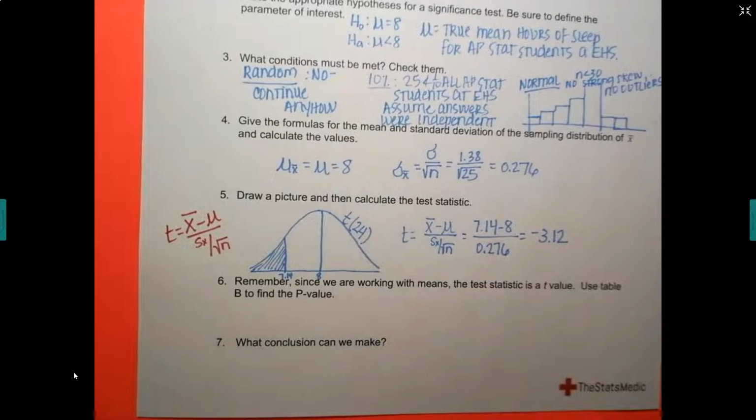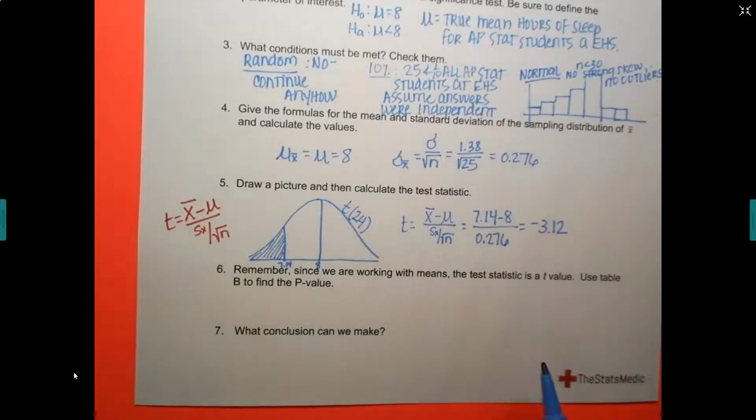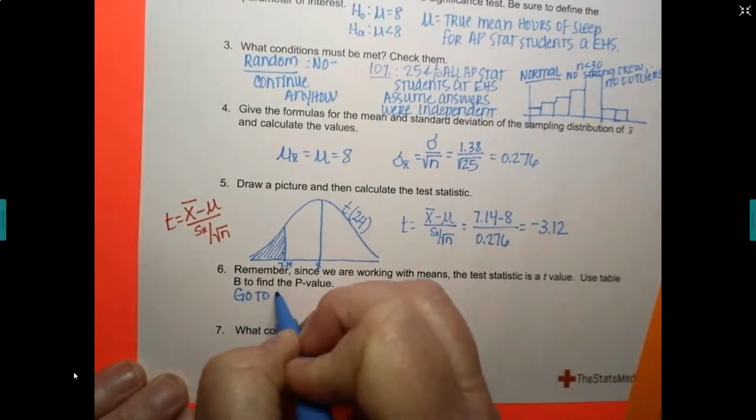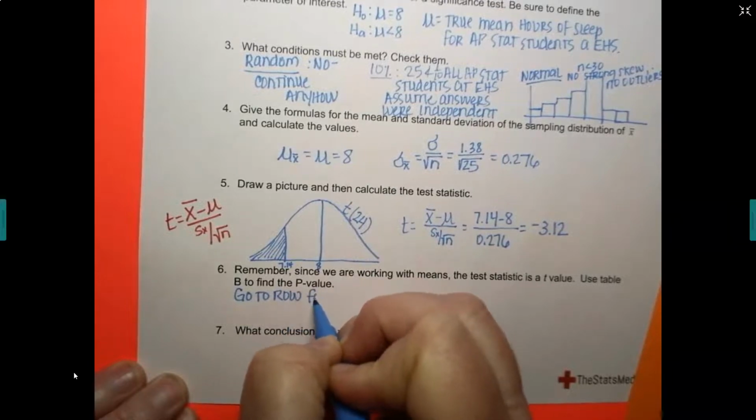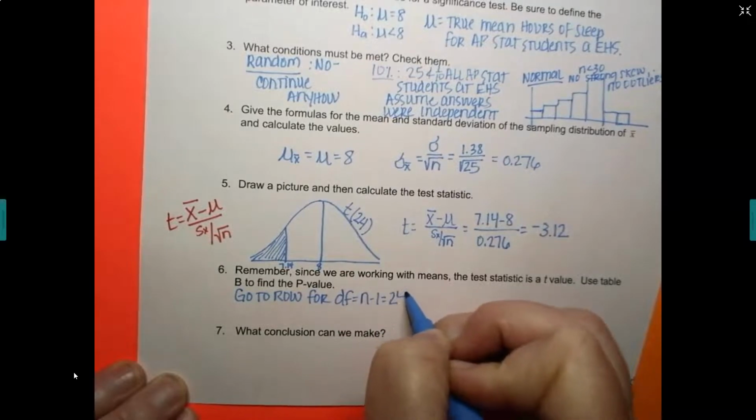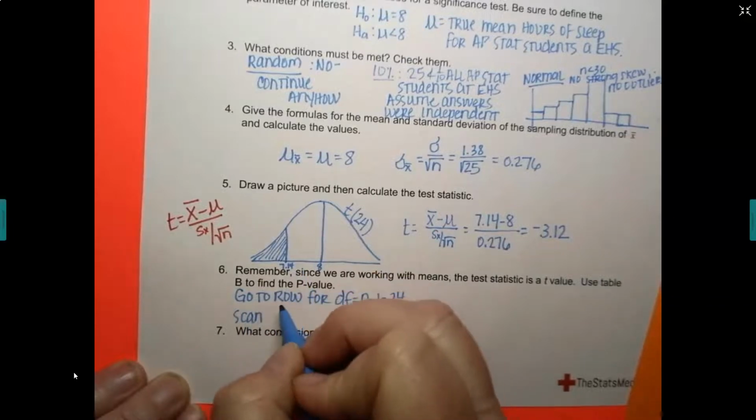So that's more than 3 standard deviations away from the mean. We know that's going to be significant because that's so far out, but let's get our p-value here. The way you're going to get your p-value is, because we're working with means, we're going to use the t-table. So I brought one here for us to look at. We need to go to our rows. So go to your row for degree of freedom, which we remember is n minus 1, which is 24 in this case. And then scan across to find your t-value.